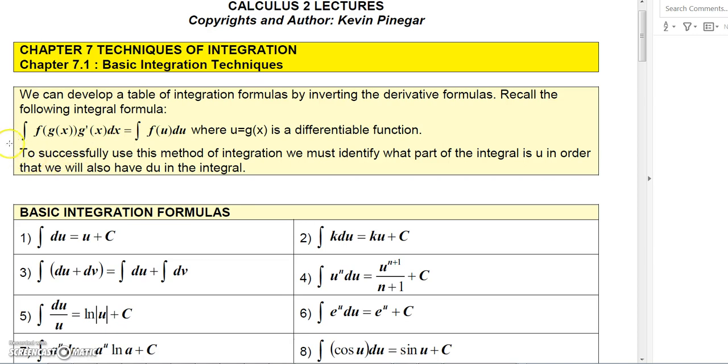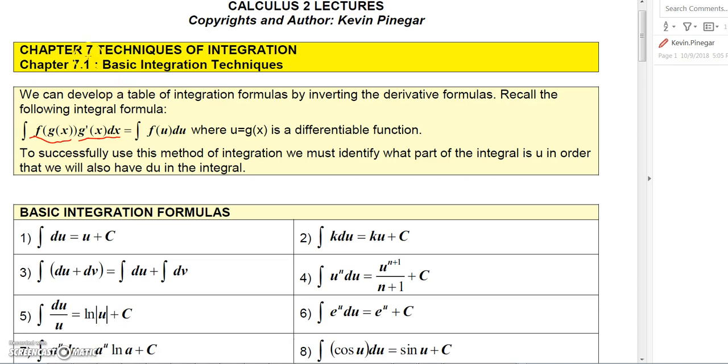Remember that if you integrate a function using the chain rule, say you have f evaluated at g of x times g prime of x dx, another way to say that is, if you integrate f of u du, then those two integrals are actually equal to one another.